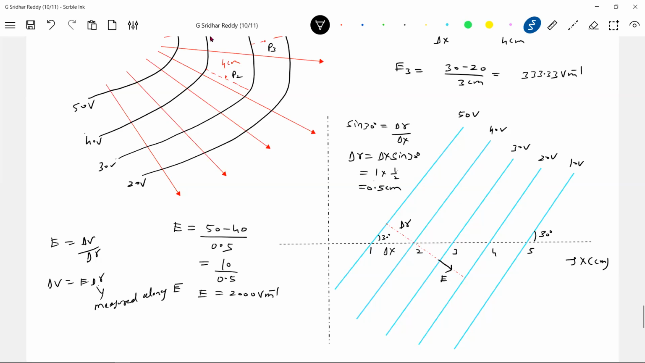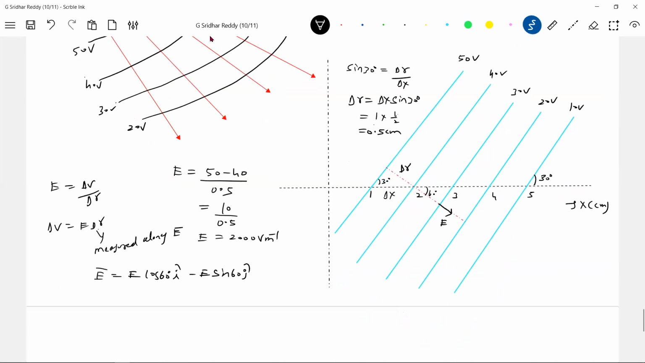I want the direction. What is this angle? 60 degrees it will be. So what will the electric field vector be? E cos 60 degree I cap minus E sin 60 degree J cap. So what is the value of E? 2000. Cos 60 will be 1 by 2, so 1000 I cap, minus 1000 root 3 J cap volt per meter. So what will the resultant field vector be? 1000 I cap minus 1000 root 3 J cap volt per meter.